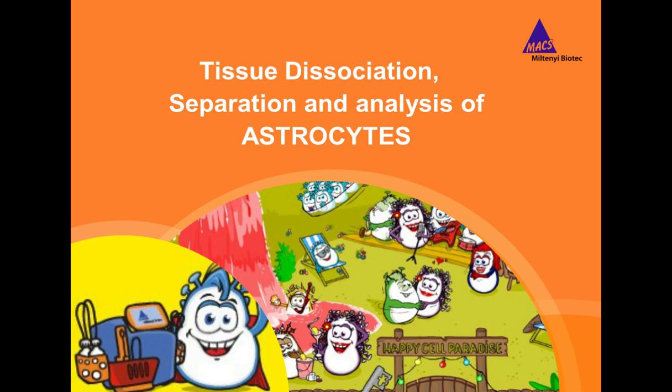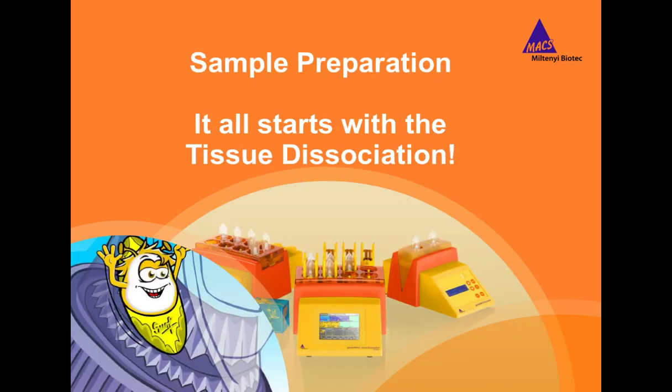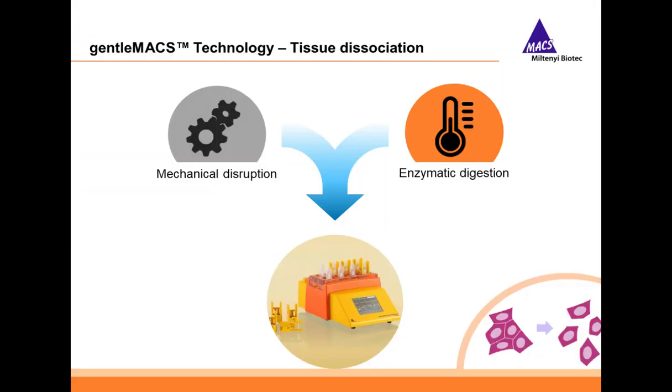Okay. In the next part, we will show you how to dissociate tissue and give you more information on the separation and analysis of astrocytes. Before cells can be separated, the tissue must be dissociated, and the prerequisite for proper cell separation is really the sample preparation and the generation of a single cell suspension with a high percentage of viable cells and a minimum of debris. Therefore, a successful experiment really starts with a very well-prepared tissue dissociation.